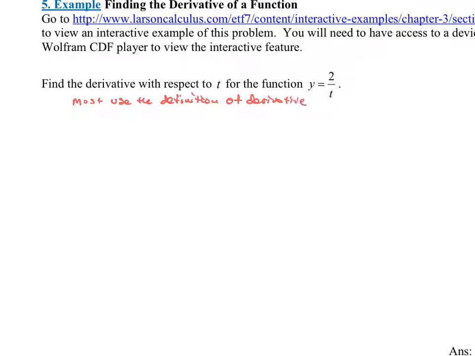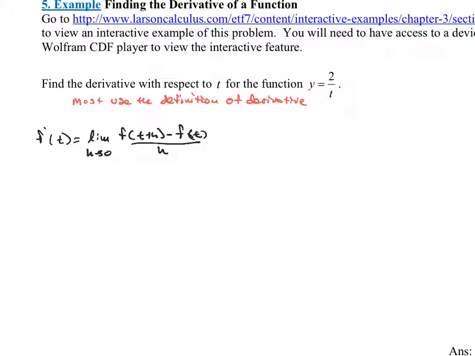You cannot use the rules, even if you know the rules, so you have to use the limit as h approaches 0 of f of x plus h minus f of x all over h. So if that's what we have to do, let's go ahead and start off by writing that. I'm going to write f prime of, and usually I write x, but now it has to be a t, right? So f prime of t would equal the limit as h approaches 0 of f of t plus h minus f of t all over h.